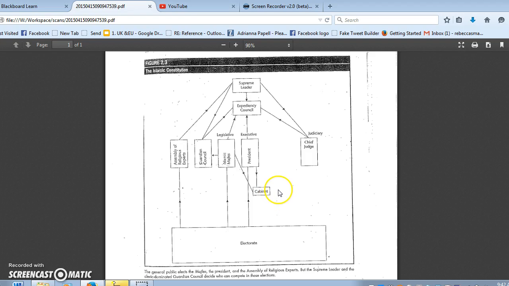Okay, and then finally there's only one organization I did not discuss, and that's this Expediency Council. I find the Expediency Council to be an interesting organization, and this was discussed in the New York Times article that you read. The Expediency Council's main job is to resolve differences between the secular part of government, like the president and the Majlis, and the religious organizations of the government, and that would be the Guardian Council and the Assembly of Religious Experts.